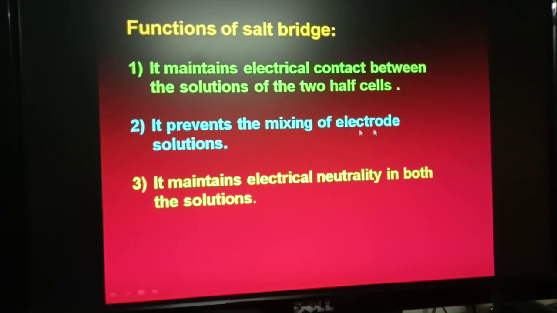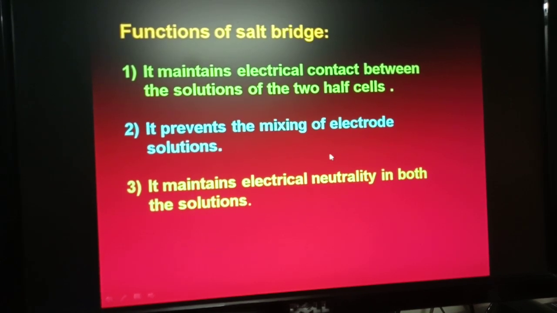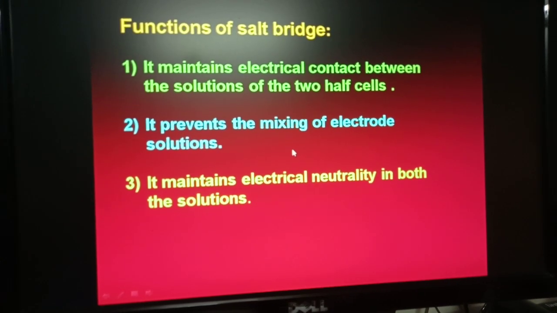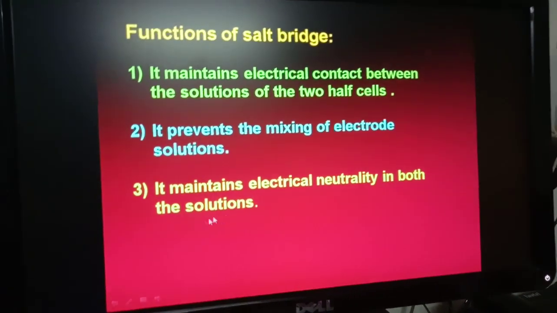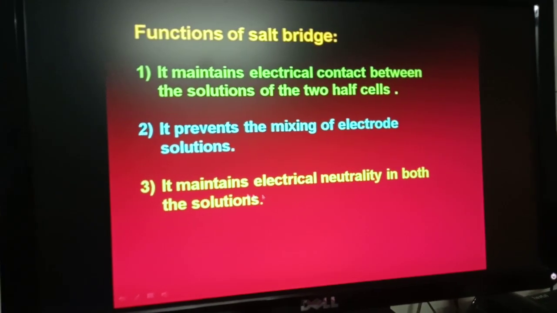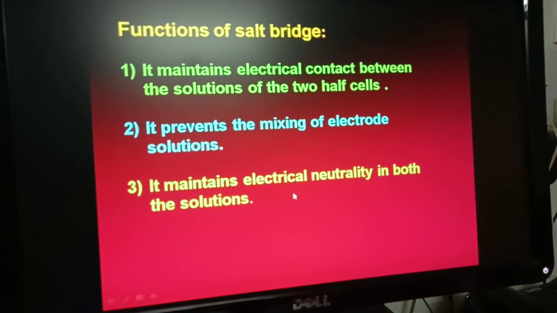It prevents the mixing of the electrode solution. The 2 electrodes are immersed in 2 different electrolytes. In order to prevent the mixing of the 2 electrolytic solutions into which the electrodes are immersed, a salt bridge is utilized. The third function is it maintains electrical neutrality in both the solutions.